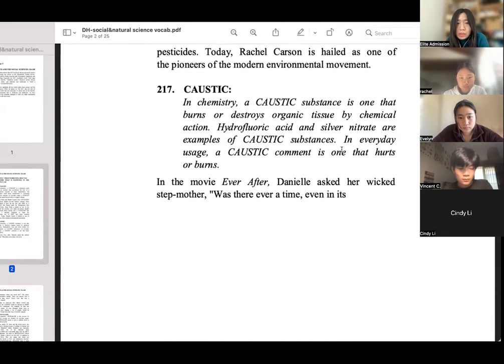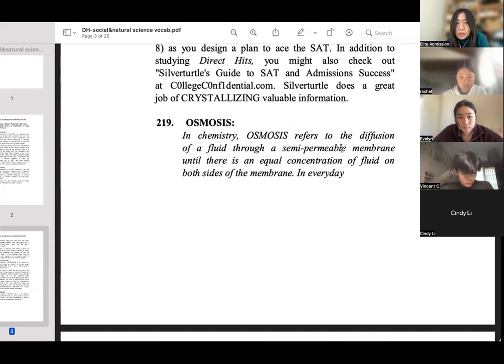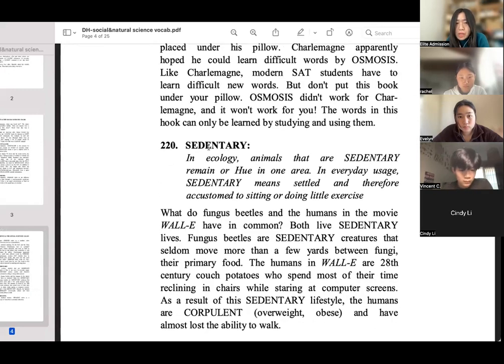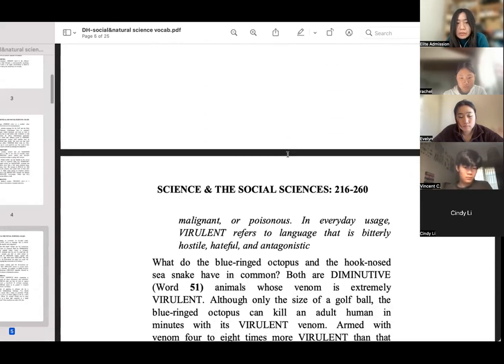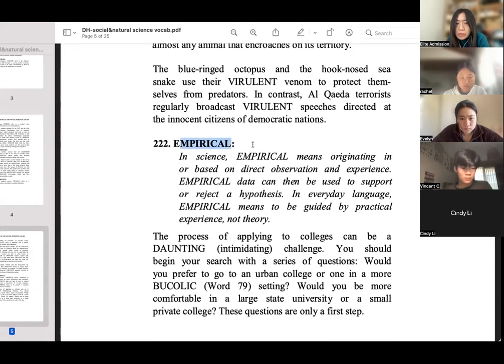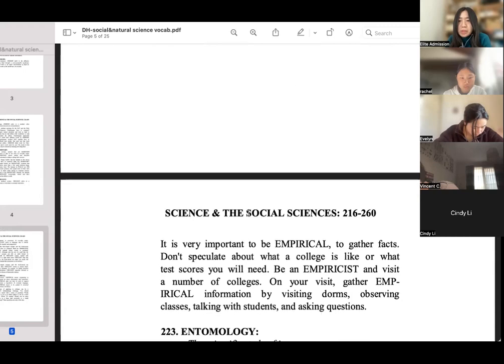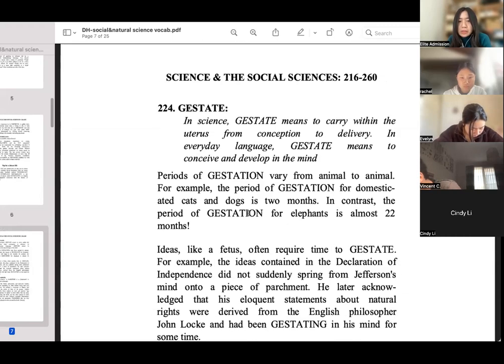Some of them you probably have learned in school, but some of them maybe you're not so sure about. So you can go through them and understand the meaning. Sedentary, right? And empirical, right? In that science context, you also need to know what it means. If you say empirical data, that means the data is directly from observation, from experiment, rather than just pure theory. So that's the difference. You need to get familiar with this wording, the meaning of this wording.